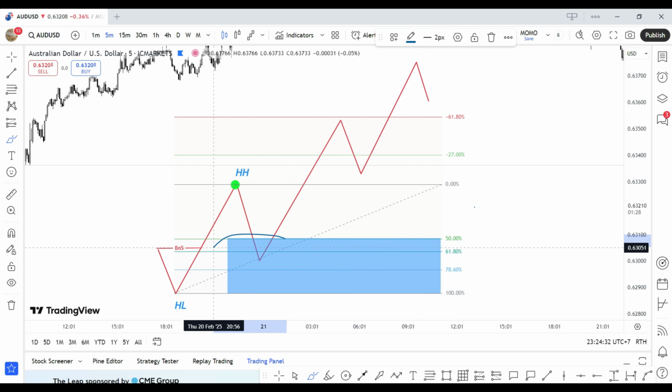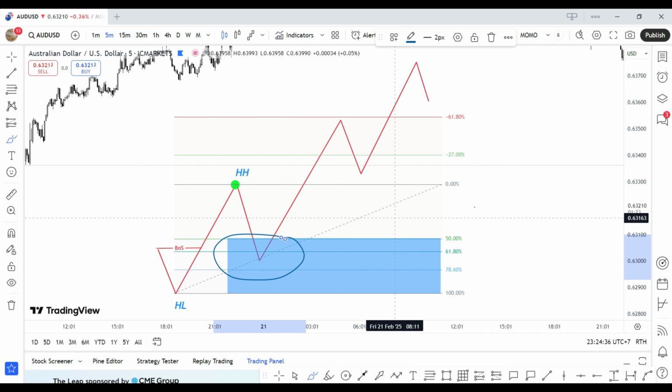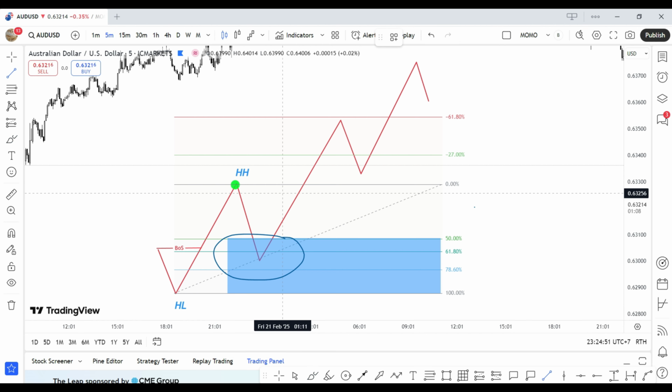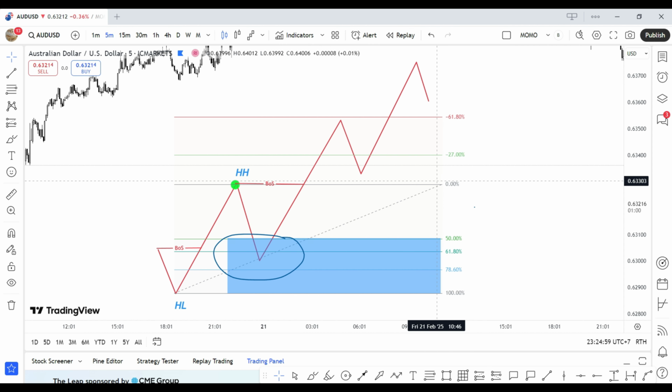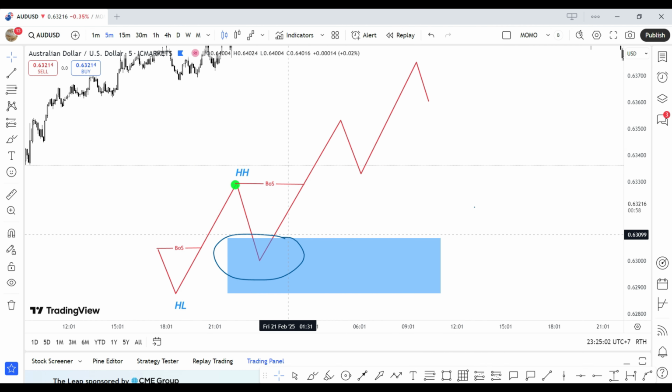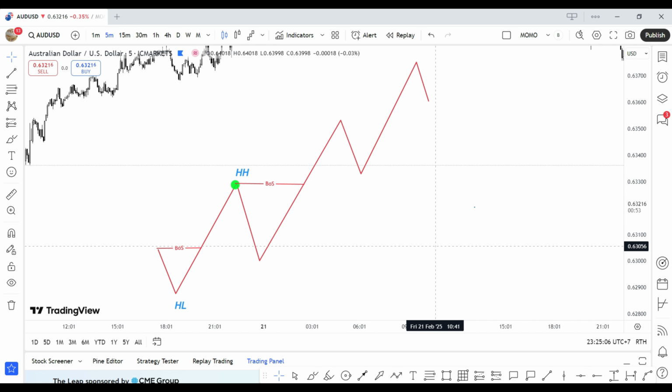As you can see here, the market has retraced to our trading zone, which is between 50% and 100% Fibonacci level, and then pushed up again, breaking the higher high. I have the higher high broken. That confirms a new break of structure. That means I have a new market structure. So let's delete the old market structure here and focus on our new market structure.